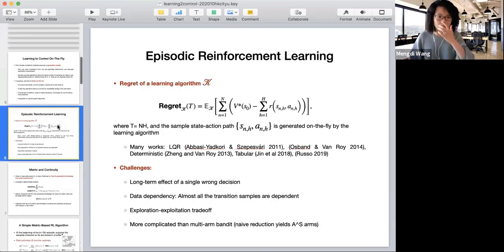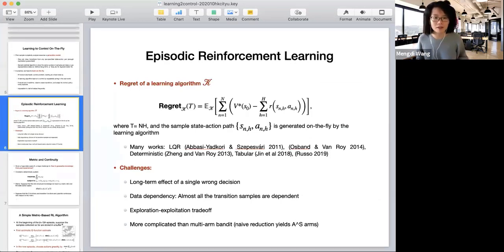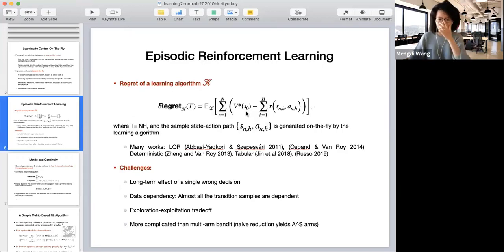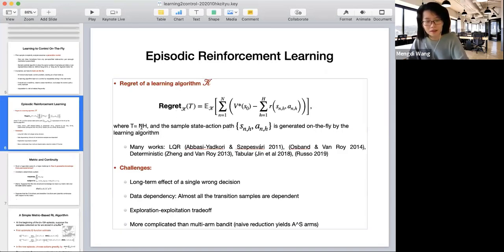In the online RL setting, the simplest problem is known as episodic reinforcement learning, in which the learning algorithm, usually we call it the agent, interacts with the environment episode by episode. At the beginning of each episode, it always starts from the same initial state, s0 here. To measure the efficiency of an online learning algorithm, we're going to measure its regret. Suppose the learning algorithm has run for T time steps, where T is the number of episodes, N, times the horizon of each episode. So regret at time T is the regret accumulated throughout N episodes.